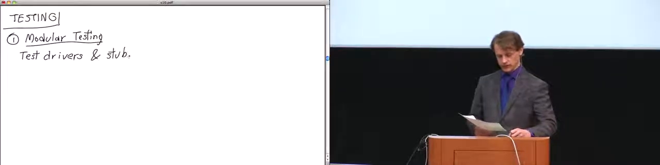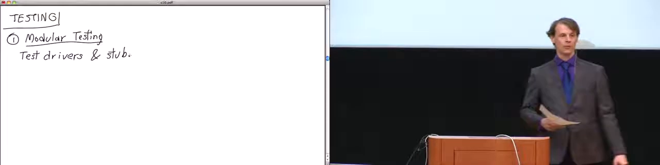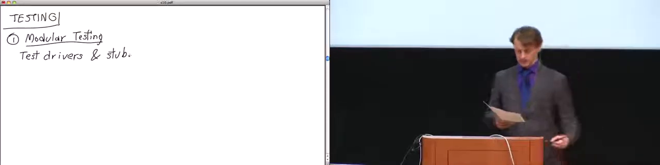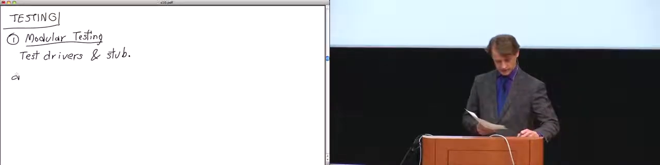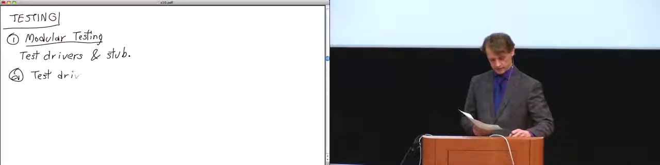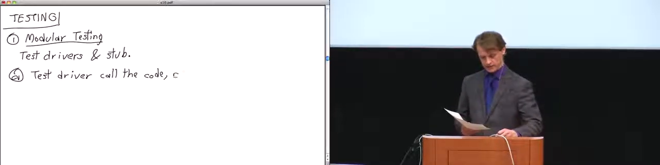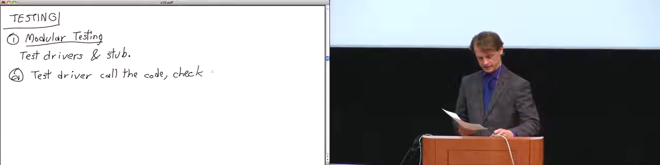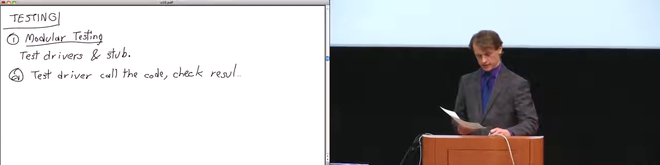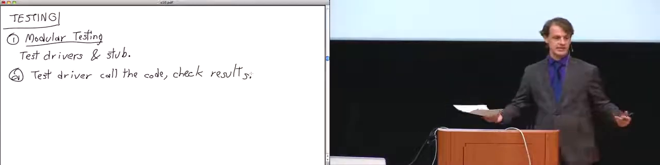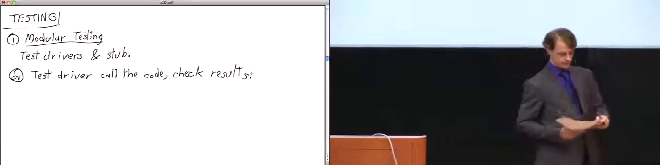There are usually 2 kinds of test code for modular testing. One is called test drivers, and one is called stubs. Test drivers are pretty obvious. They just call the code that you've written with different inputs, and then they check the results to make sure they're correct. And you've already seen lots of examples of this, as I said, in the labs and the homework.